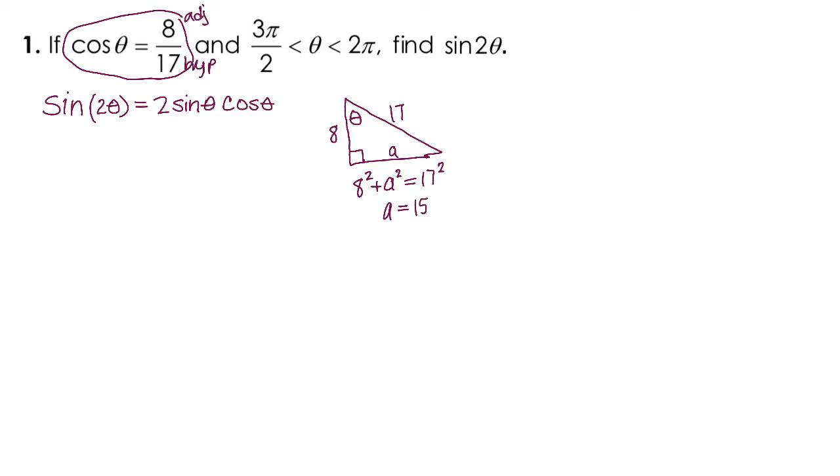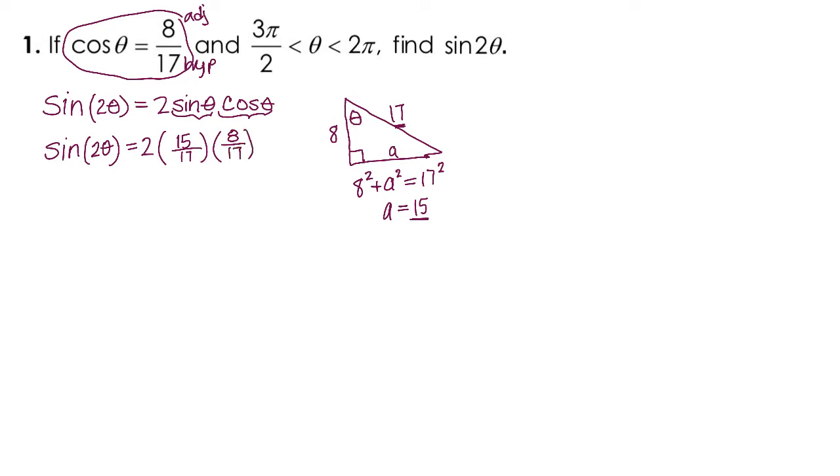And so now we're ready to fill in what sine of theta should be and cosine of theta should be. So here's sine of 2 theta is going to be 2 times sine of theta. We're going to come back to this triangle, and that's going to be 15 over 17 times cosine, which we saw in our problem we were given is going to be 8 over 17.